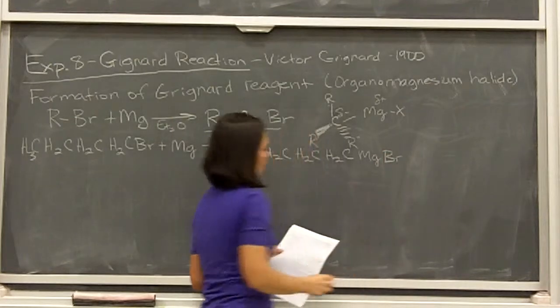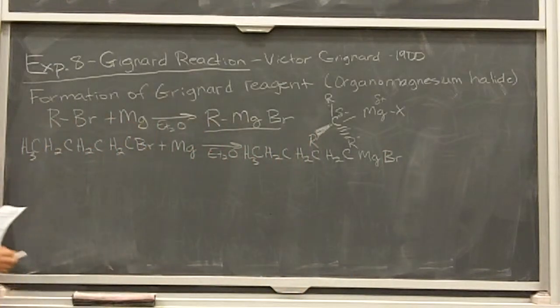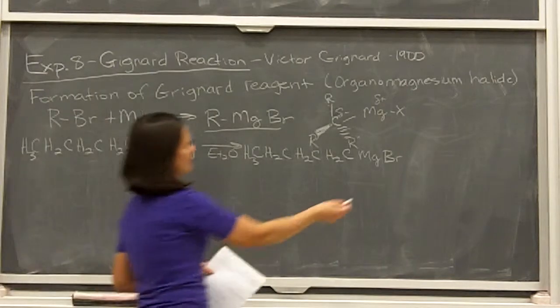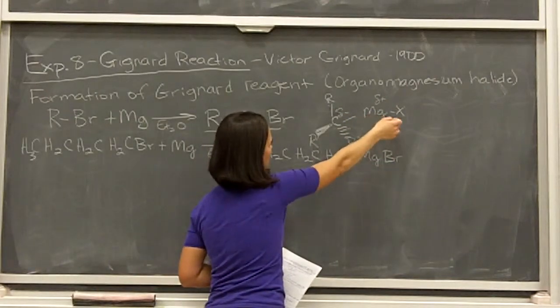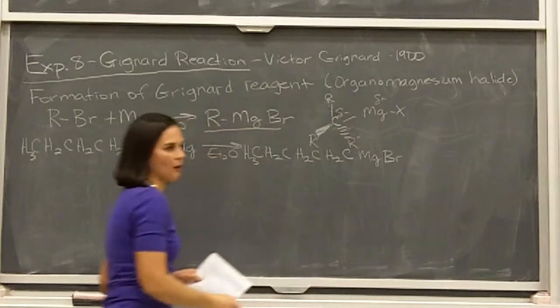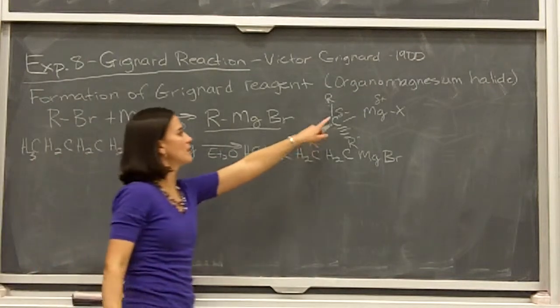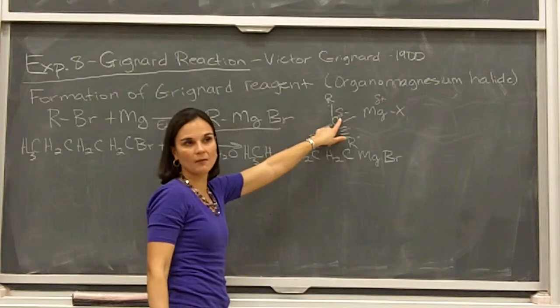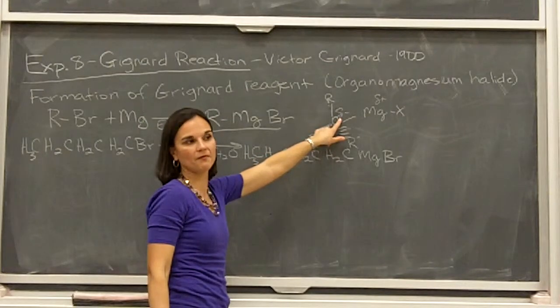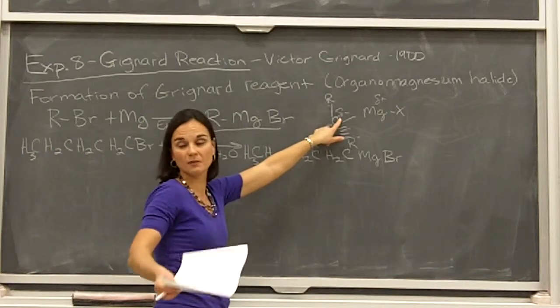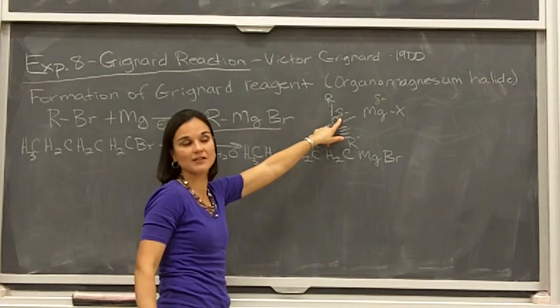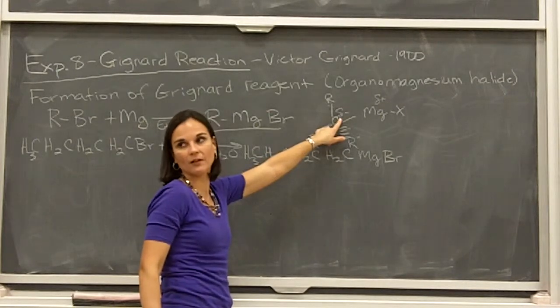This would be our Grignard reagent. And this guy is our organometallic compound because we've got our metal and we've got our organic part of it. This reaction is really important in organic synthesis because of the nucleophilic nature of this carbon, we can complete carbon-carbon bond formation, which doesn't happen very often in organic chemistry.